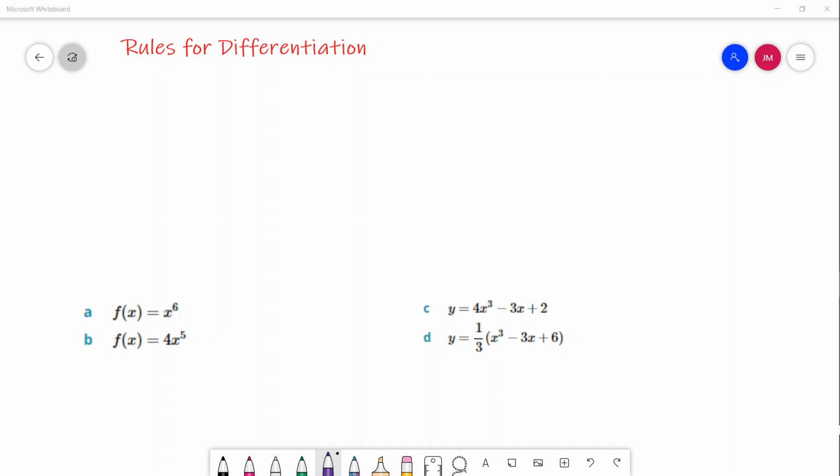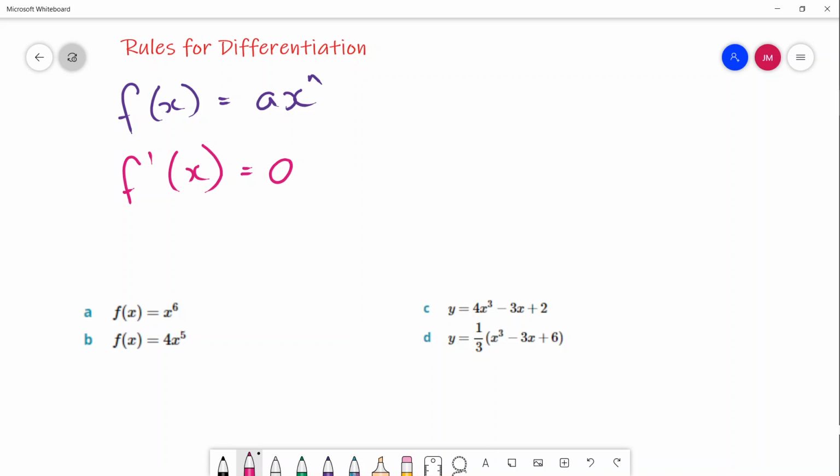So if we have a generic equation, let's call it f of x equals ax to the power of n, then the derivative f dash x would be a times n times x to the power of n minus 1. When you look at that, it can look quite confusing at first, but let's have a look at how we use that in practice. All we're doing in simple terms is take the power of x, multiply it out the front with the coefficient, and then drop the power of x down by 1.